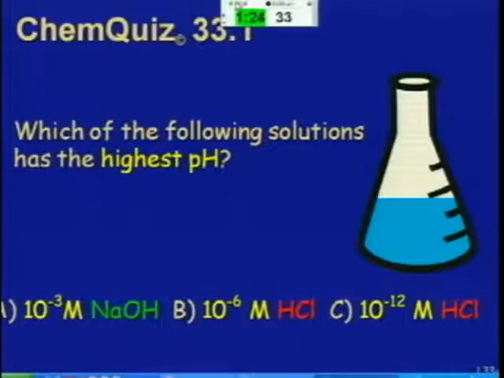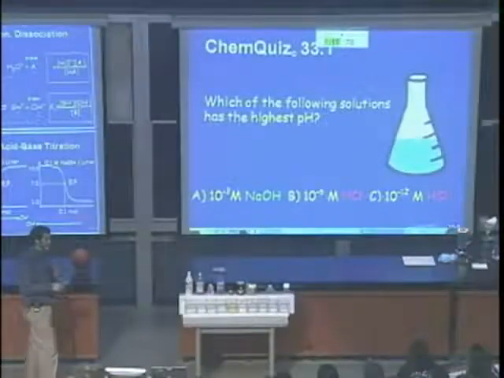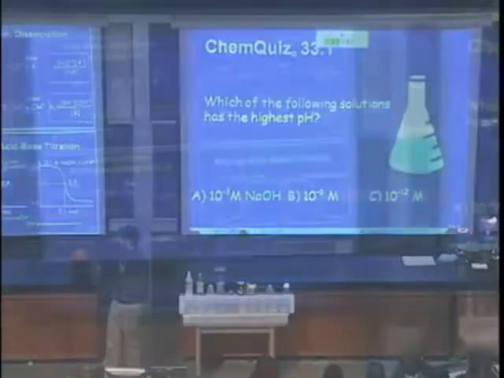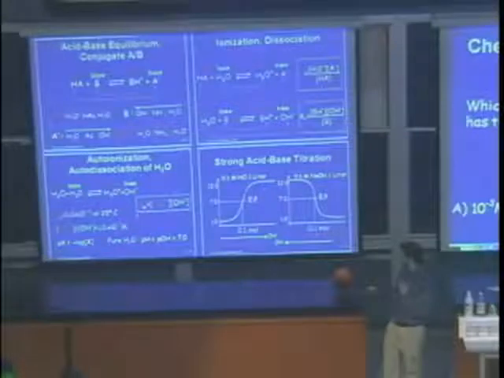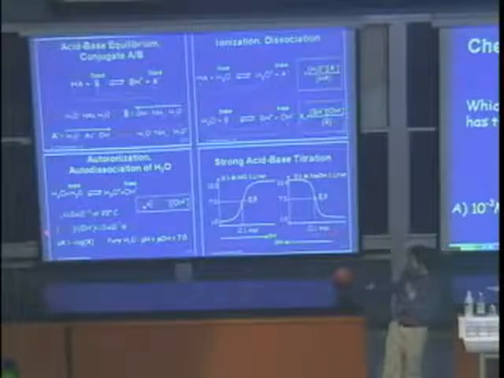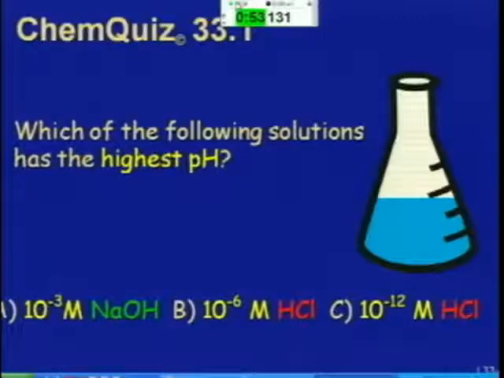10 to minus 3 moles of NaOH in 1 liter. 10 to minus 6 moles HCl in 1 liter. 10 to minus 12 moles HCl in 1 liter of water. What do I know about pure water that might be important here? Let's talk amongst ourselves. Let's really think about this.